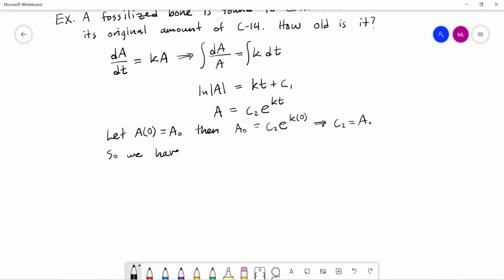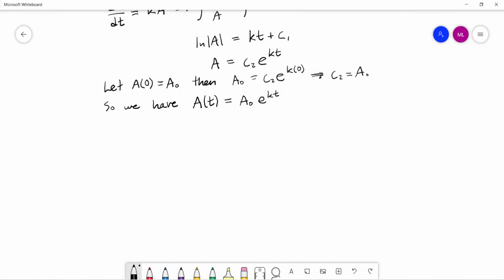So we have that the amount of the carbon-14 at any given time is going to be whatever the initial amount was times e to the kt. Okay, we don't need to know the specific amount because everything can be done in proportion to this specific amount. So let me indicate what I mean.